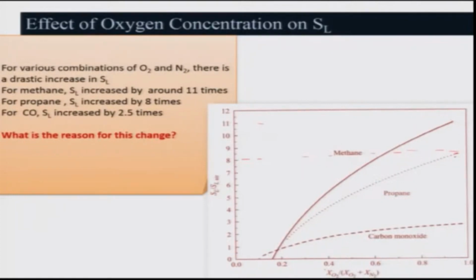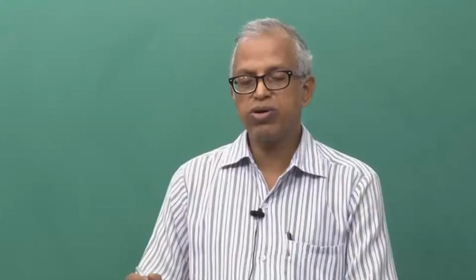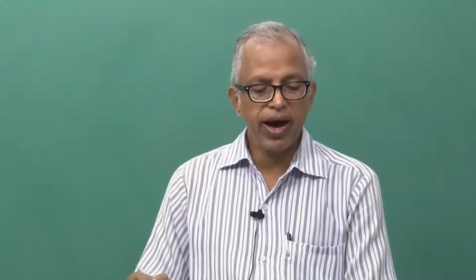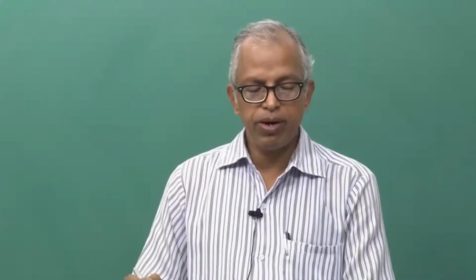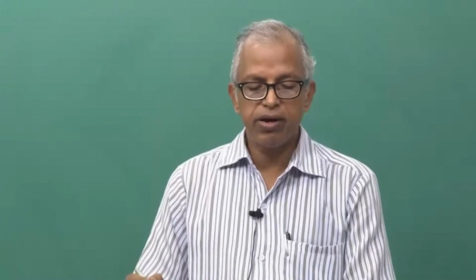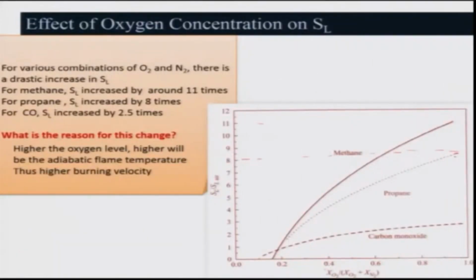This is because whenever nitrogen is replaced by oxygen, there will be a higher adiabatic flame temperature, and if the flame temperature is higher, then naturally the heat release is not being consumed by the nitrogen, which is an inert gas. As a result, there will be an increase in burning velocity. If you look at the adiabatic temperature, let me give you some data.